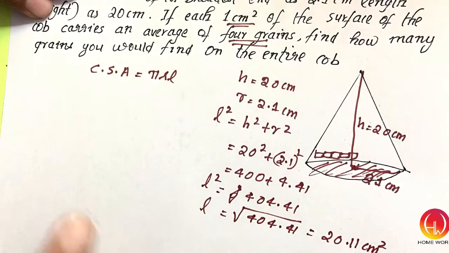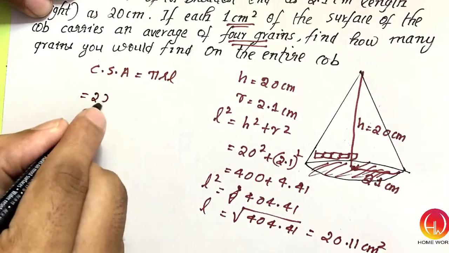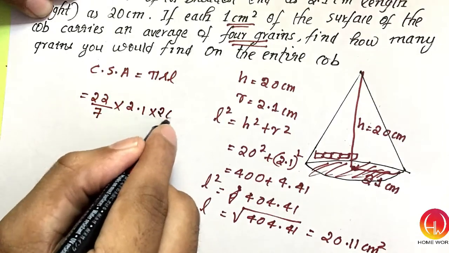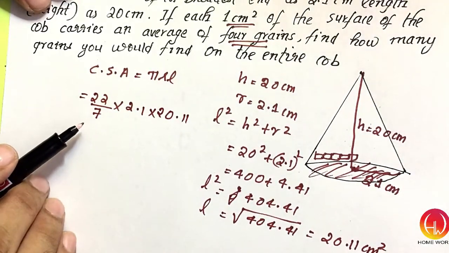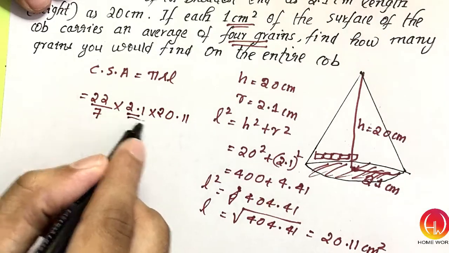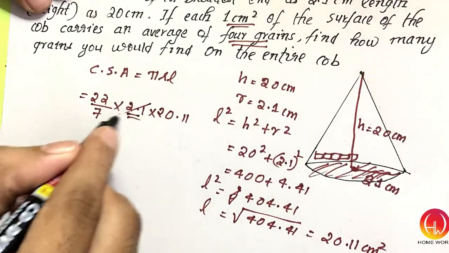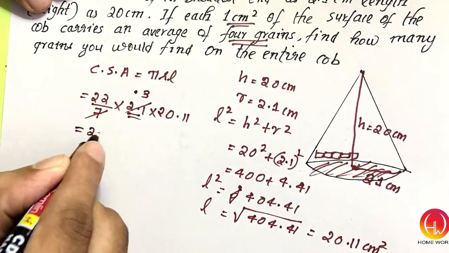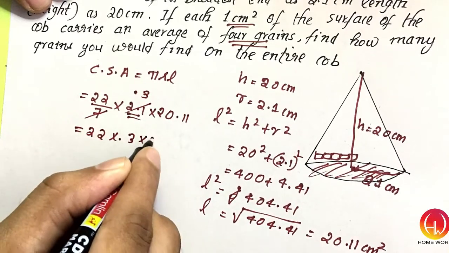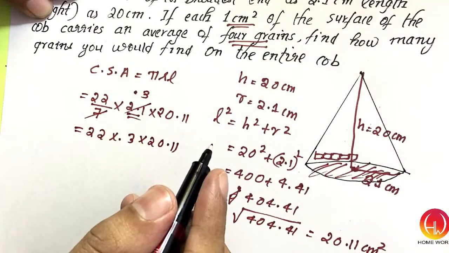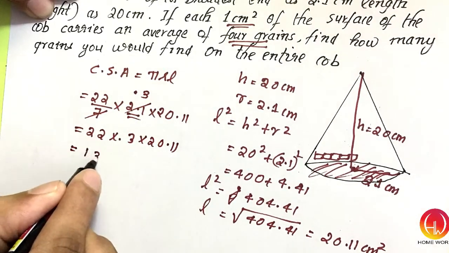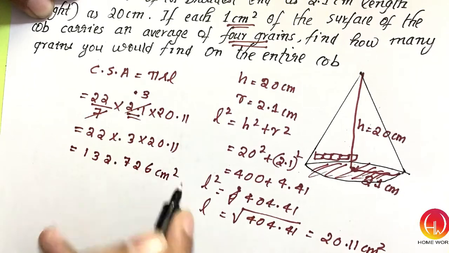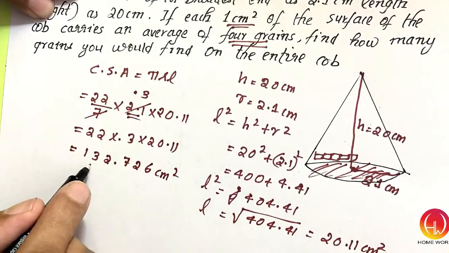Then pi r L equal to 22 by 7 into radius 2.1 into slant height 20.11. Why do we use 22 by 7 here? Because 21 is divisible by 7. So 2.1 divided by 7 equal to 0.3. So its CSA equal to 22 into 0.3 into 20.11. Okay, then we will get 132.726 cm square.